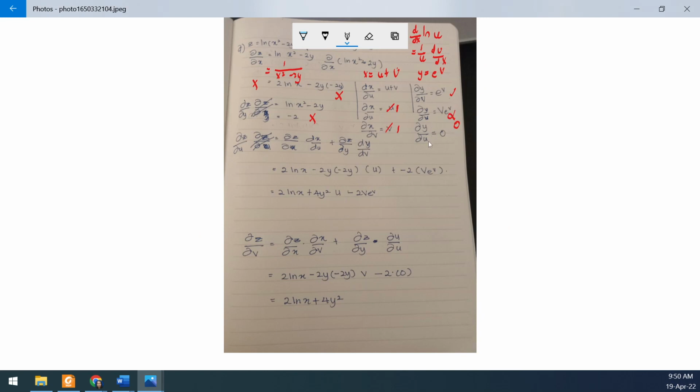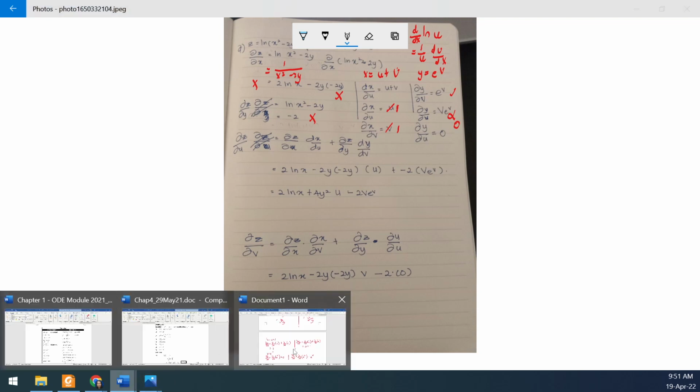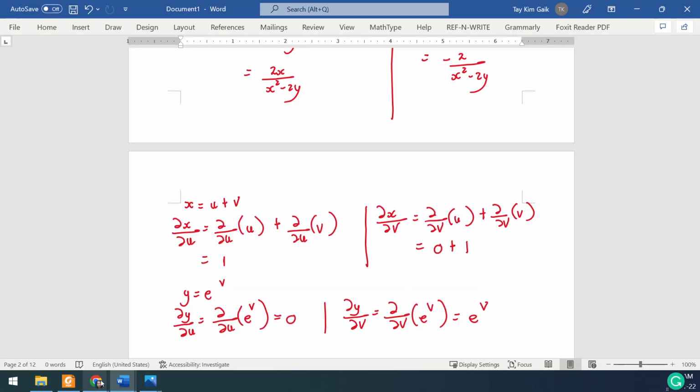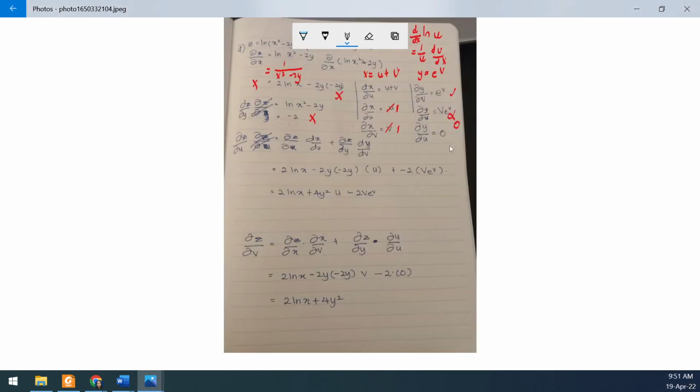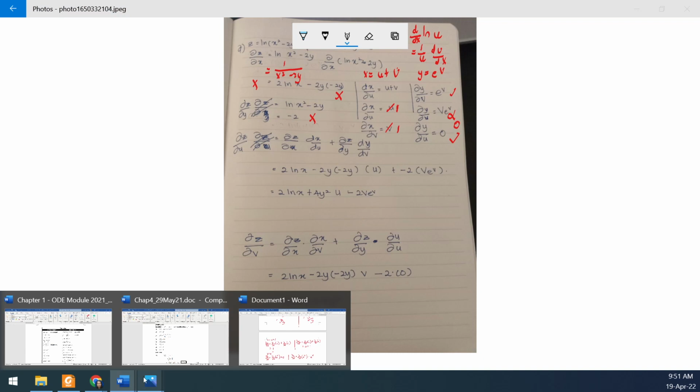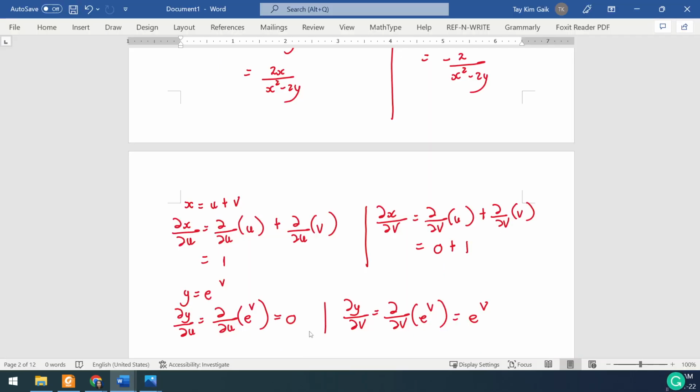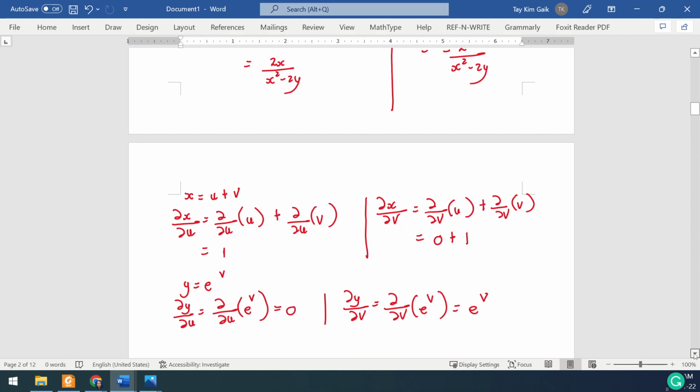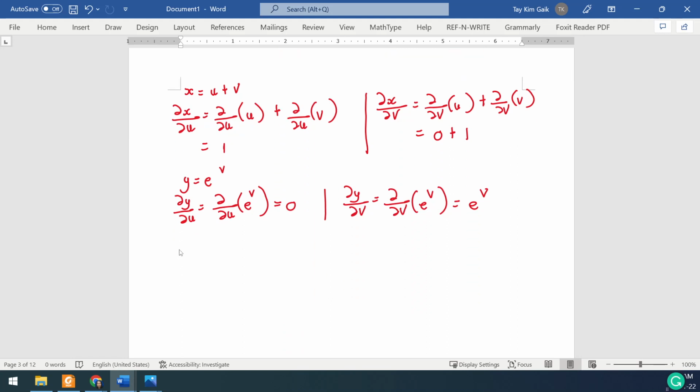Del y del u, why did you get 2? Del y del u is 0. Okay, let's see. Del y del u is 0, correct. Here the first is correct, the middle one is wrong. Okay, and then put back. They want del z del u, del z del v. If you don't want to draw that tree diagram, from question D, they want del z del u.